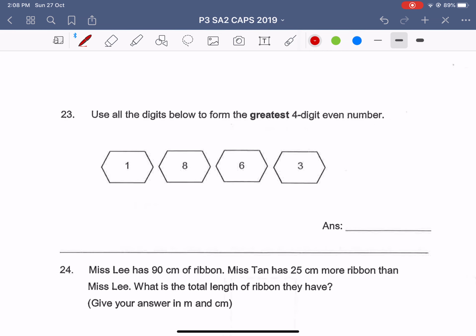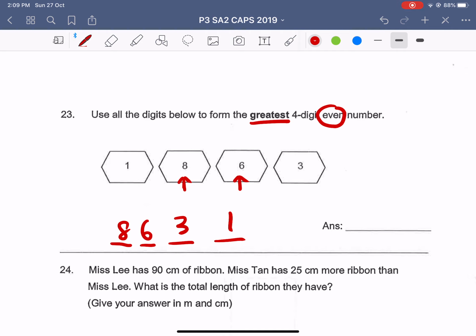Question 23, find the greatest even number. So for me to form a greatest even number, this number must come first. 8 must come first. All right. Now followed by, I should choose a 6, right? I should choose a 6 because that's the next greatest number. So I put a 6 here, I put a 3, and then I put a 1.